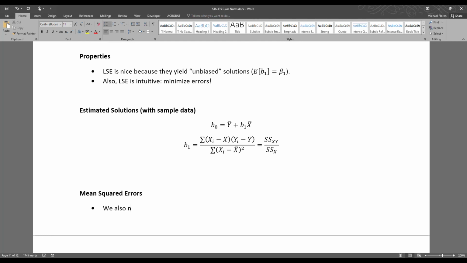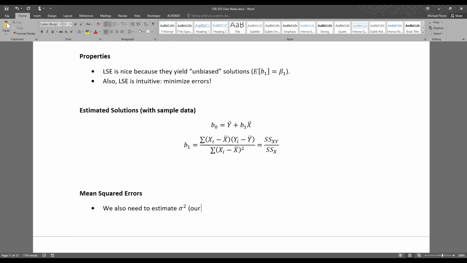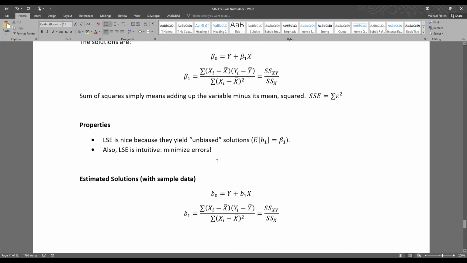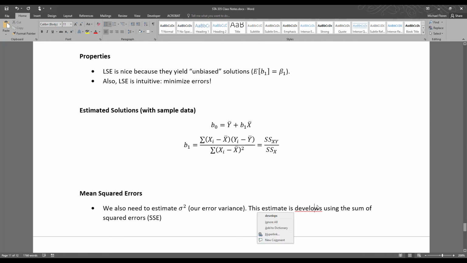But remember, we also need to estimate sigma squared, our variance. This estimate is developed using the sums of squared errors that we talked about above when we talked about SSE. This is how we estimate our error variance.